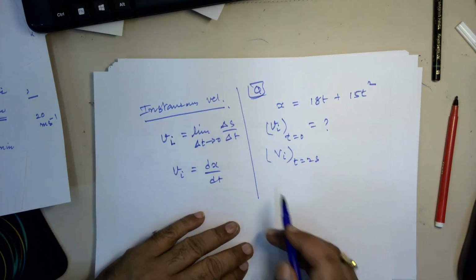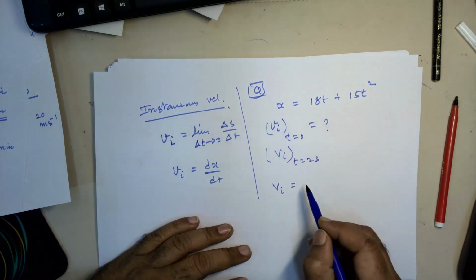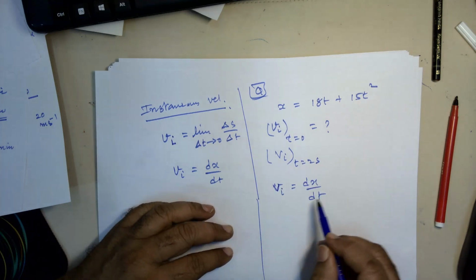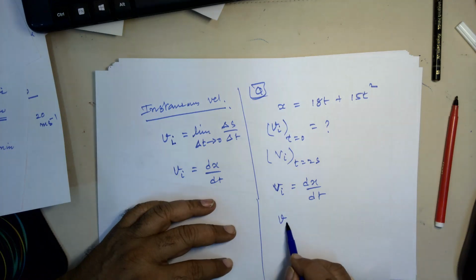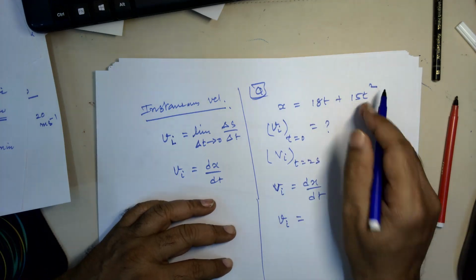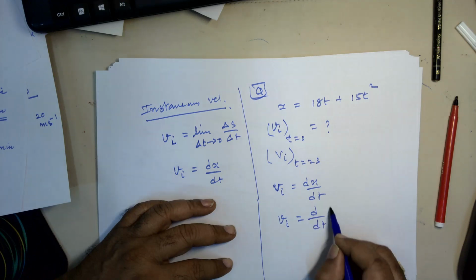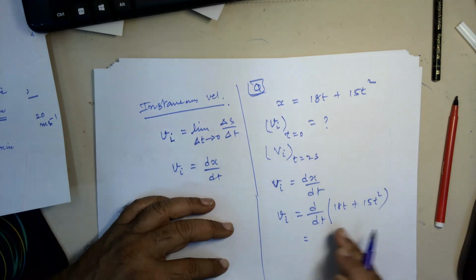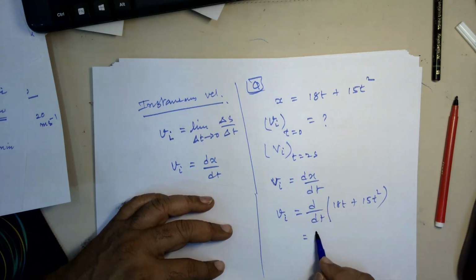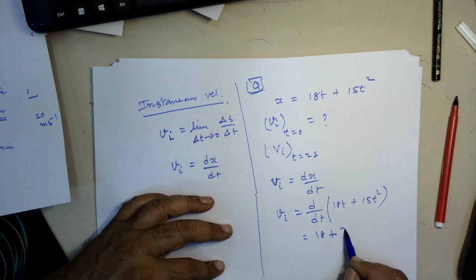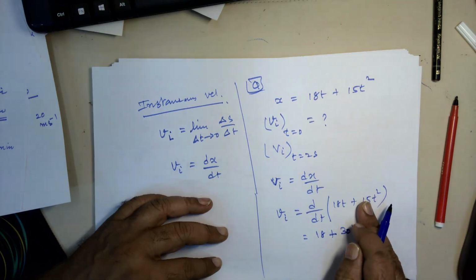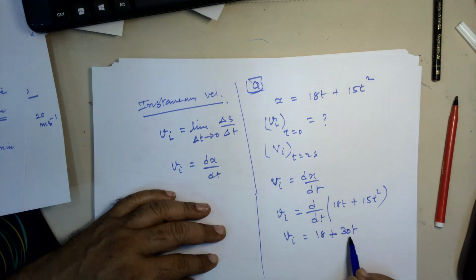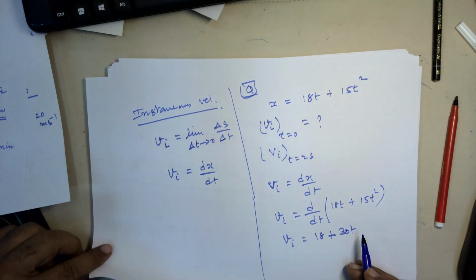Now listen to me, it's very simple. We know Vi is equal to what? Vi is dx by dt because it is moving along the x direction, right? So differentiate this: d by dt of 18t plus 15t squared. The differentiation gives 18 plus 30t, that is 2 into 15 and t power 1. So Vi is equal to 18 plus 30t.